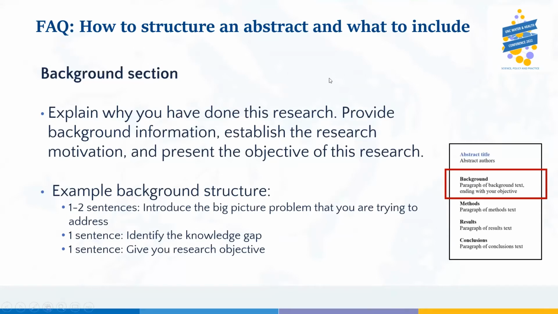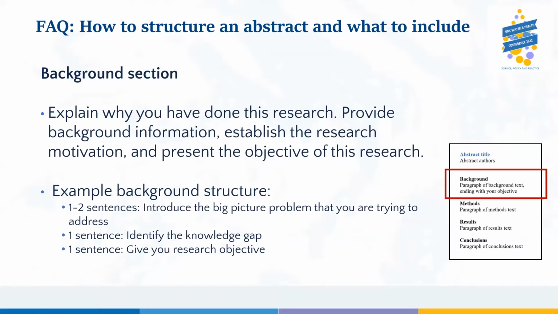The background section is really where you should explain why you have done the research. So, provide any background information, establish what the motivation for that research is, and then present the objective of the research. I included an example structure here to give you an idea of the overall length that we would typically expect a background to be, given the word length of an abstract, but you don't have to stick explicitly to this example.